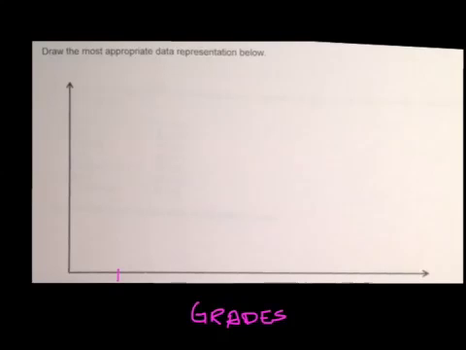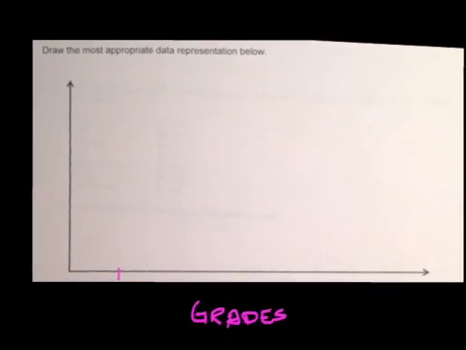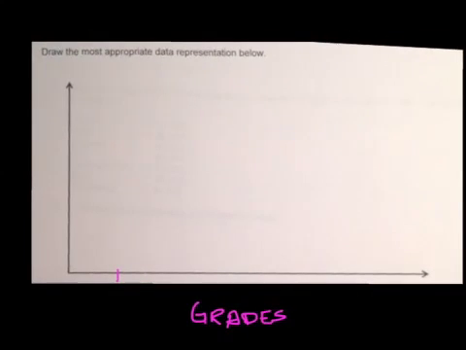So the first range is going to be 60 to 69. The next range is going to be 70 to 79. The next range is going to be 80 to 89, 90 to 99, and the last category is going to go 100 to 109. Then on your y-axis, you're going to have to put the number of students or frequency.